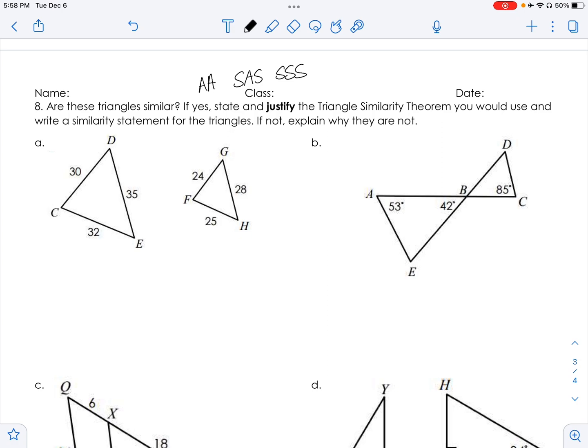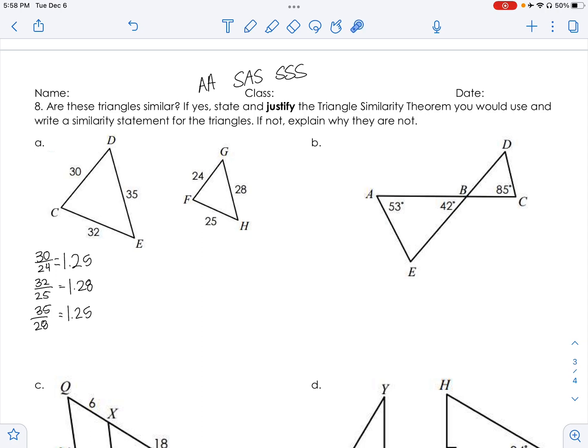So for this first one, I'm going to see if the triangles are similar to each other. So relating each side, 30 over 24. These should all be equal fractions. 32 over 25, and then 35 over 28. If I even just type these into a calculator or reduce the fractions, I can clearly see that they're close, but they are not all equal.